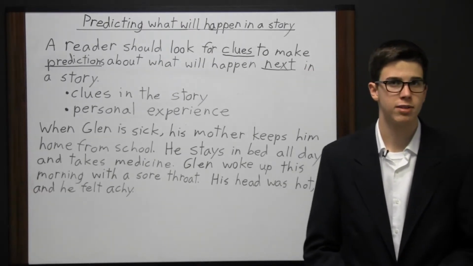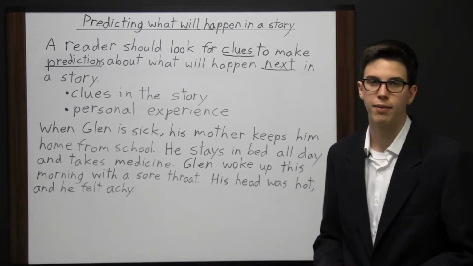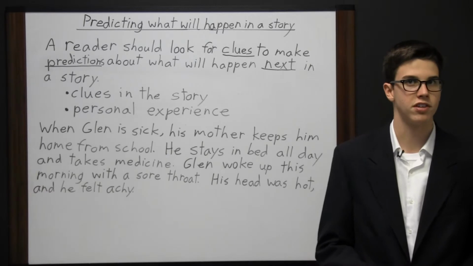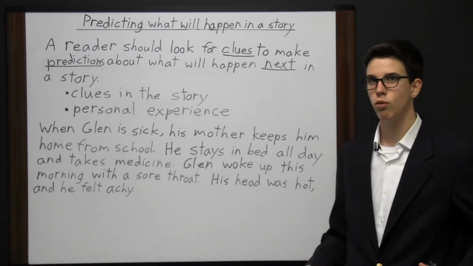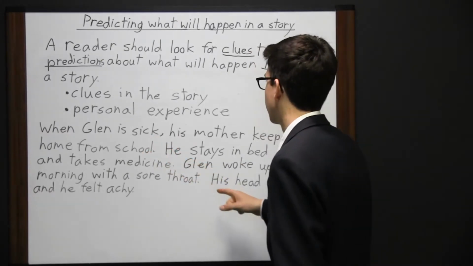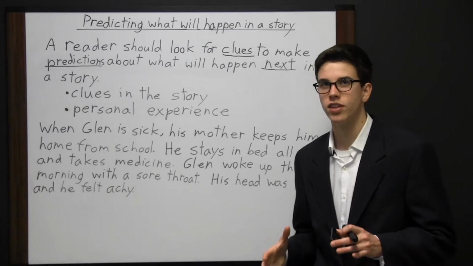Now, there are some other ways to make predictions. You can also use text features to help locate information to make predictions and verify conclusions determined about different text. So you could use keywords as clues. So you could look for keywords here like sick or home, school, things like that to make these predictions.